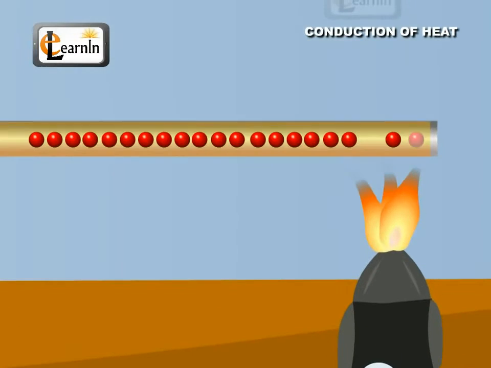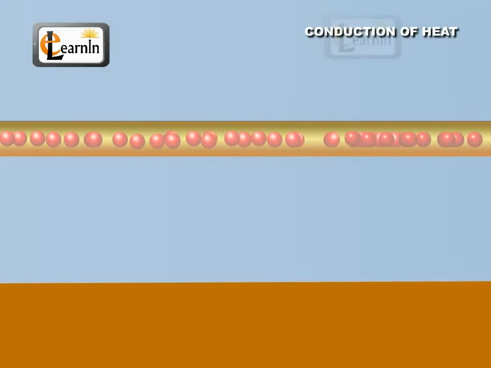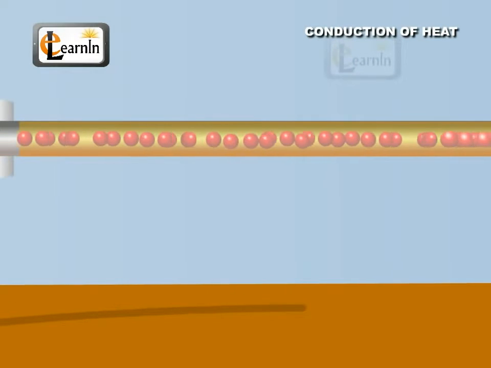We know that in solids, molecules are closely packed, touching one another. When heat is supplied to one end of the rod, the molecules absorb the heat and begin to vibrate vigorously. These vibrations are passed on to the neighboring molecules and make them also vibrate.